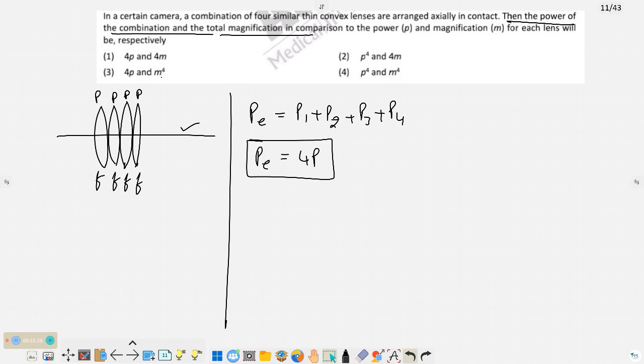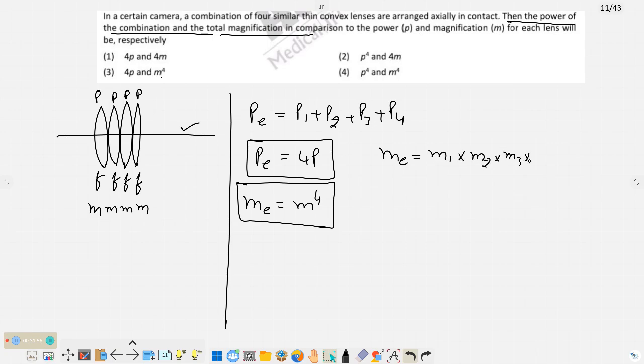Next, what is magnification? If one lens has magnification m, all are having the same magnification because all are similar lenses. Magnification multiplies as you increase the number of lenses. So magnification becomes how much? M power 4. If we use 1 lens, it is m; if you use 4 lenses, the magnification formula is m1 into m2 into m3 into m4. All magnifications are the same values, so this becomes m power 4.